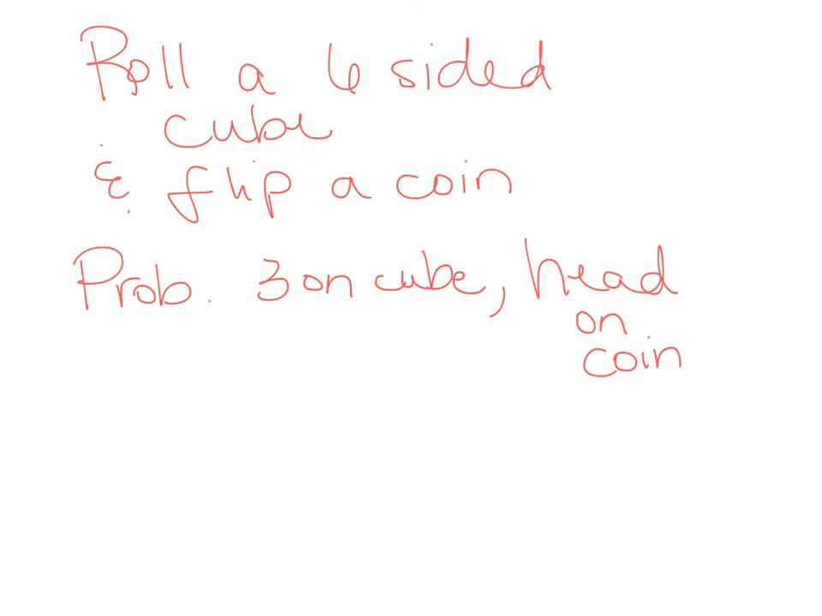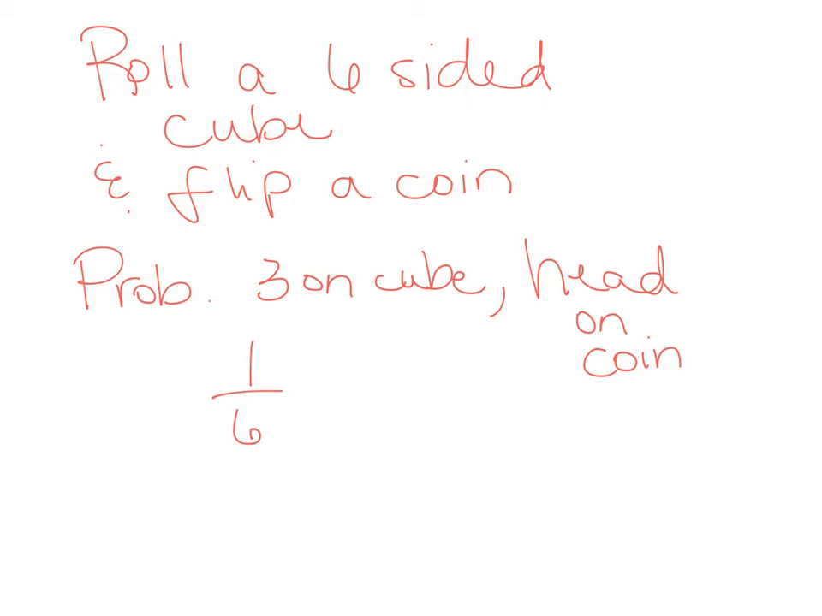So the first example is we're going to roll a 6-sided dice, just a normal number cube, and we're going to flip a coin. We want to know what's the probability of getting a 3 on the number cube and a head on the coin. If I think about a 6-sided number cube, how many 3s are on it? There's only one 3, and there are 6 sides. So the probability of getting a 3 on a number cube is 1/6.